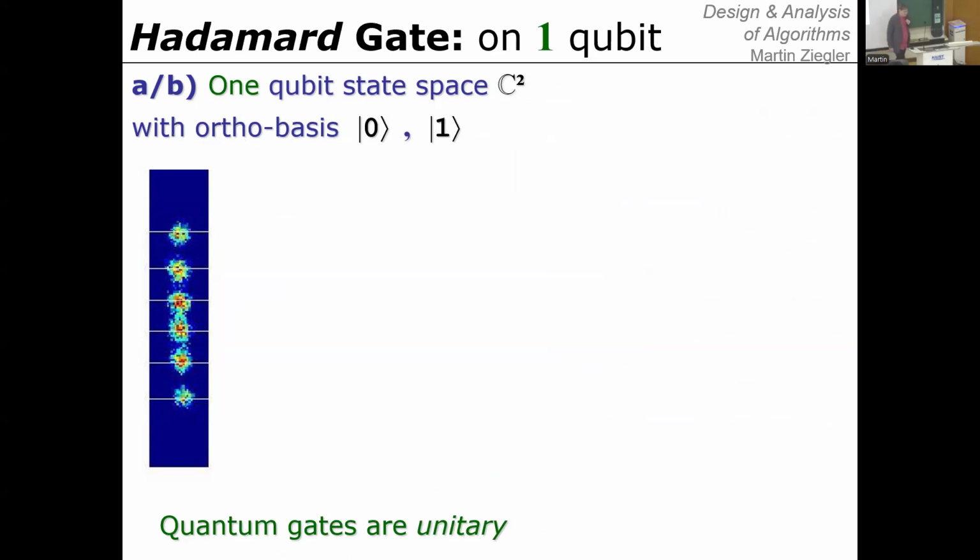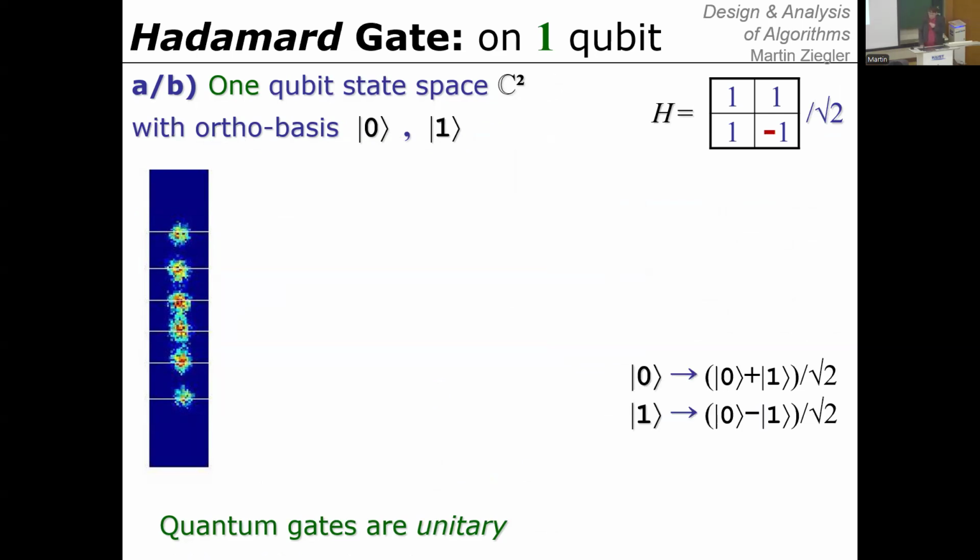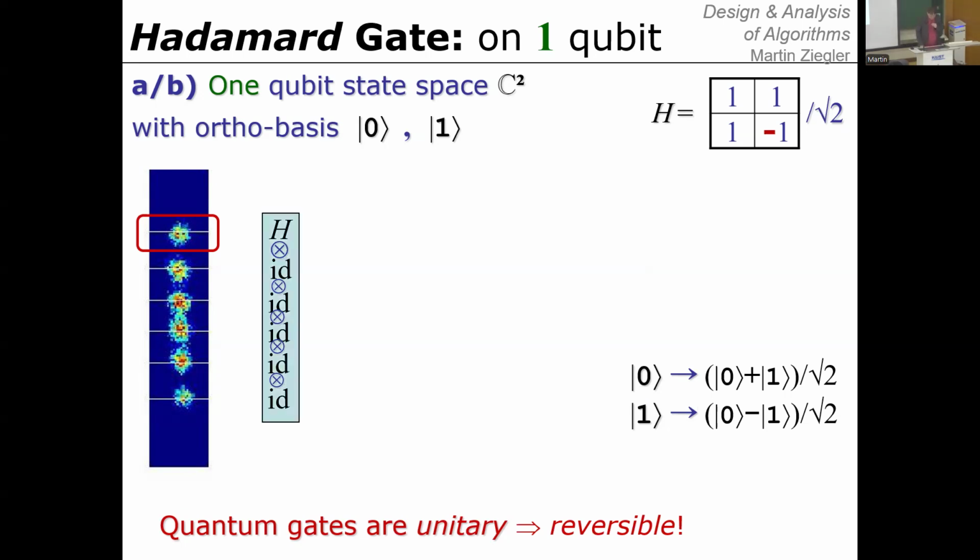First, the Hadamard gate on 1 qubit. Here's the matrix representation. Here's the truth table. It's linear, so it suffices to say what it does on the basis vectors 0 and 1. It's unitary, operates on 1 qubit here. So on the other qubits, we need to spell out the identity tensor product with the identity operators.